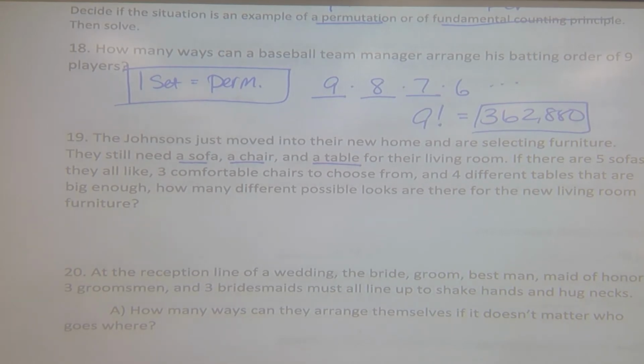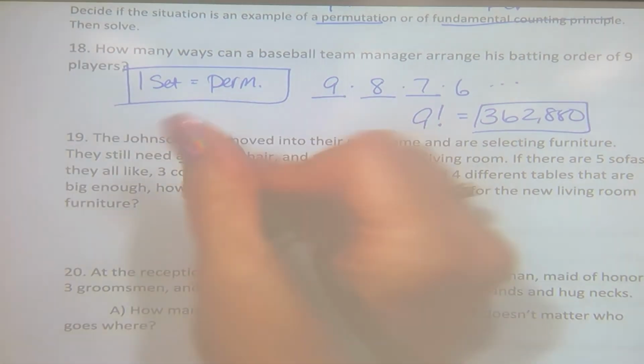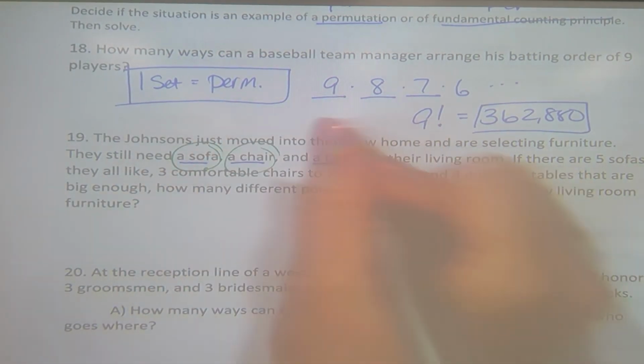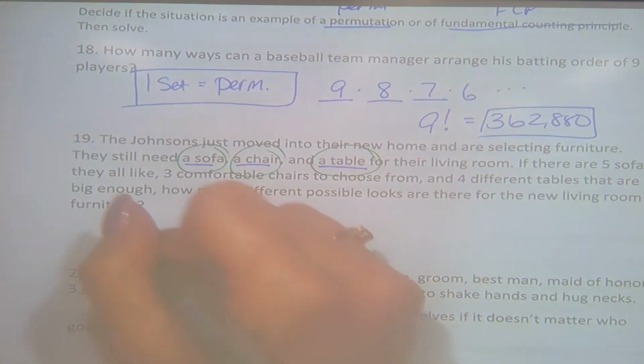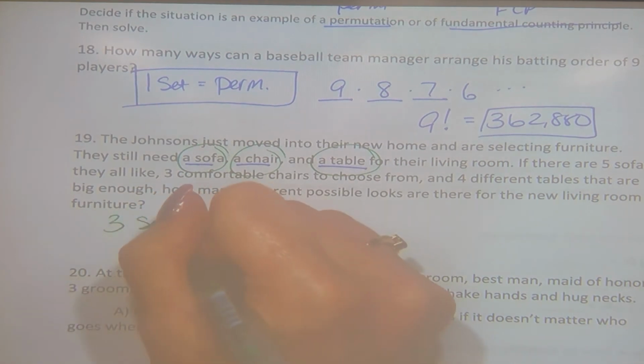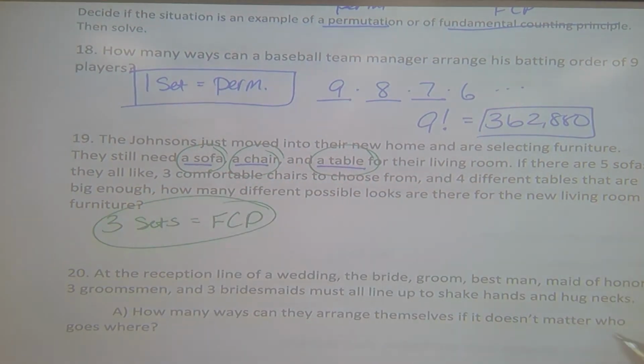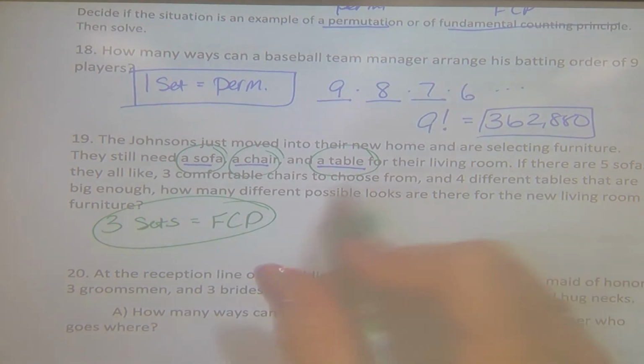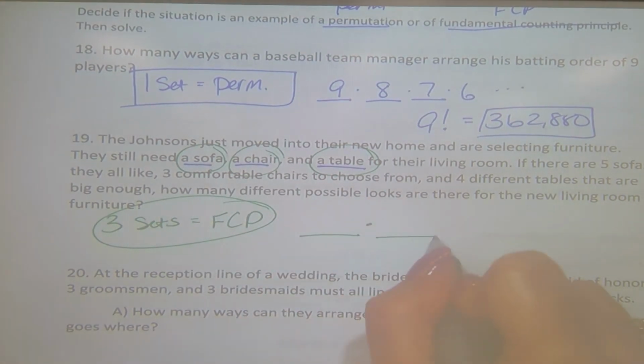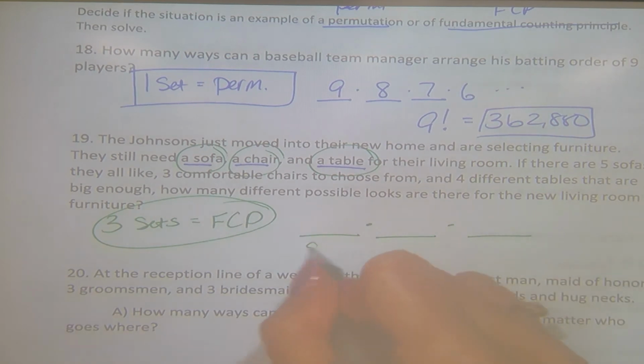Well, how many sets do I have? Do I have just 1 set or do I have more than 1 set? I actually have 3 sets of items. I have a set of sofas, a set of chairs, and a set of tables. Since I have more than 1 set, I'm going to be using the fundamental counting principle. I need to pick 3 things. I need to pick a sofa, I need to pick a chair, and I need to pick a table.